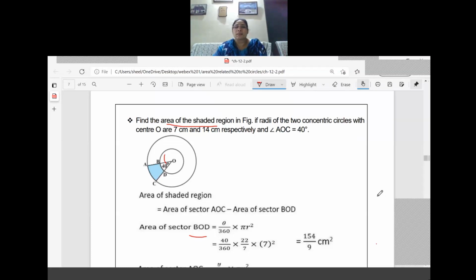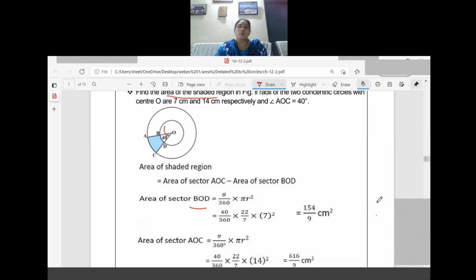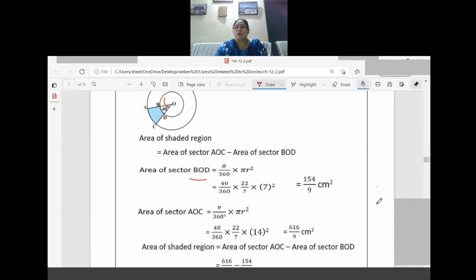What is the next part? The bigger sector we have to calculate. Area of the sector AOC. Same formula. What is the change? Only the radius. Instead of 7, you can see here it is 14. Right? So 40 by 360 into 22 by 7 into 14 square. It is equal to 616 by 9.